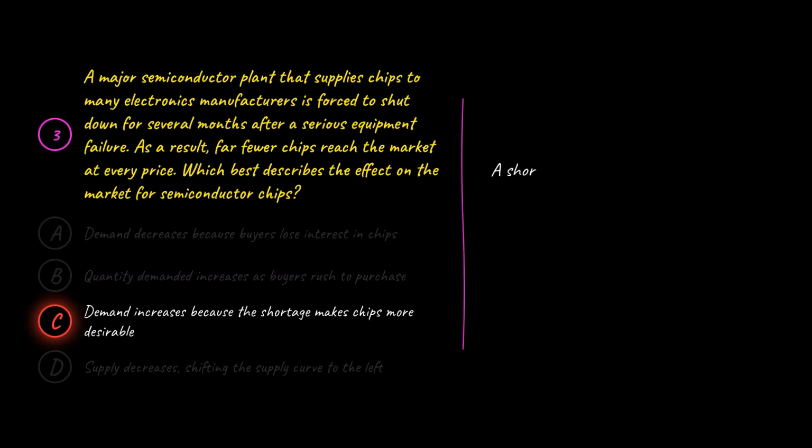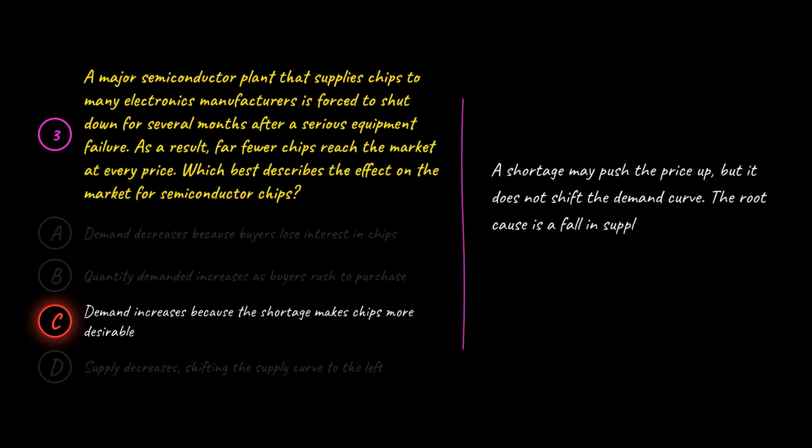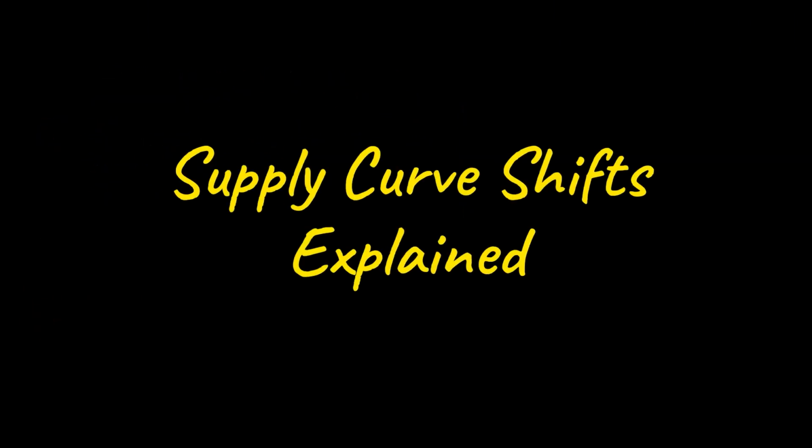C is wrong because a shortage may push the price up, but it does not shift the demand curve. The root cause is a fall in supply from the production disruption, not a rise in demand. Supply describes sellers' willingness and ability to provide a product. Understanding what moves the supply curve and why is essential for reading any market correctly.